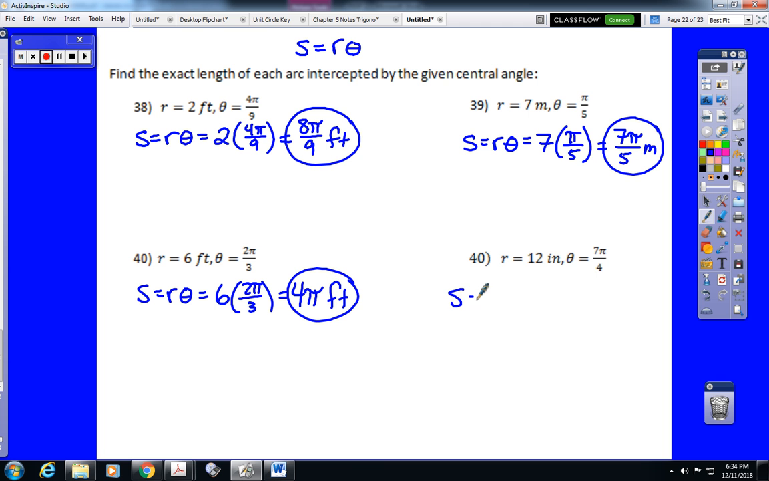Finally, on number 40, S equals R theta, which would be 12 times 7 pi over 4. That would be 21 pi, and our units would be inches. The arc length is 21 pi inches.